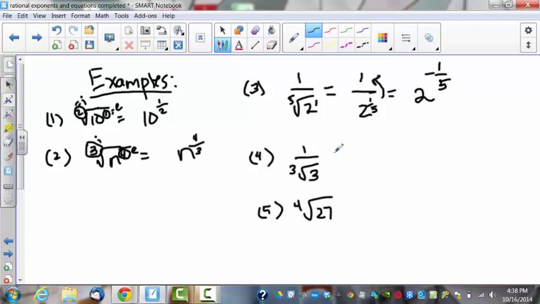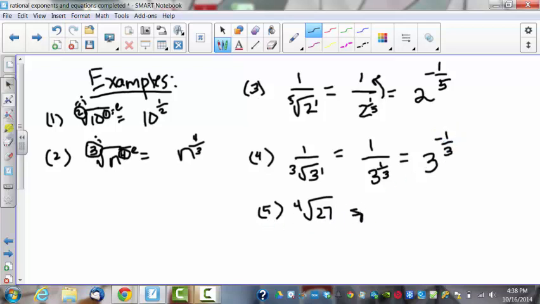For number 4, very similar. We're going to write 1 over 3 to the 1/3, where the exponent is a 1. And we're going to write it as a power of 3. So this is going to be 3 to the -1/3.